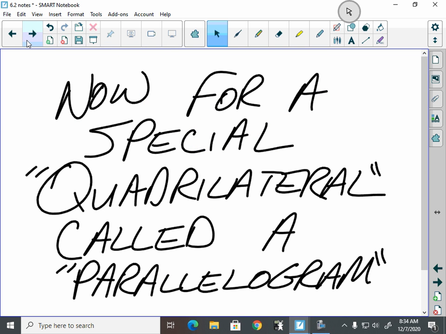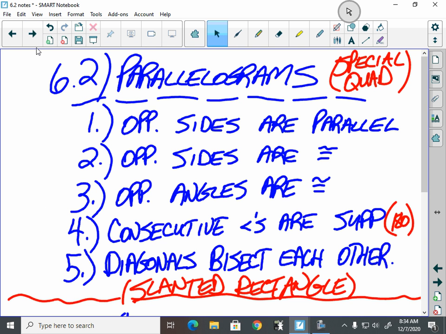Now for a special quadrilateral called a parallelogram, aka your new best friend. Write this down. 6.2 parallelograms. You're going to probably have to pause the video. It's a special quadrilateral, meaning it has 4 sides. It looks like a slanted rectangle.